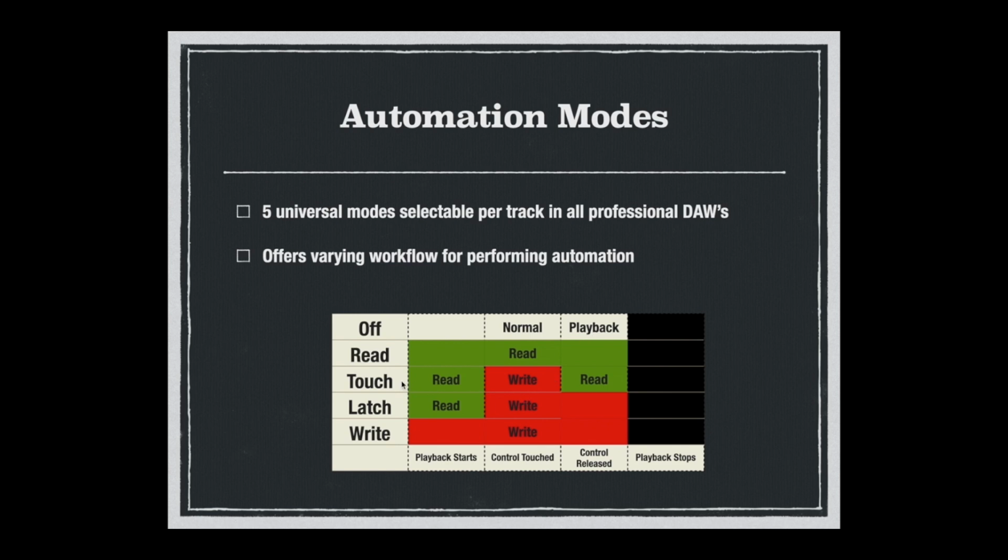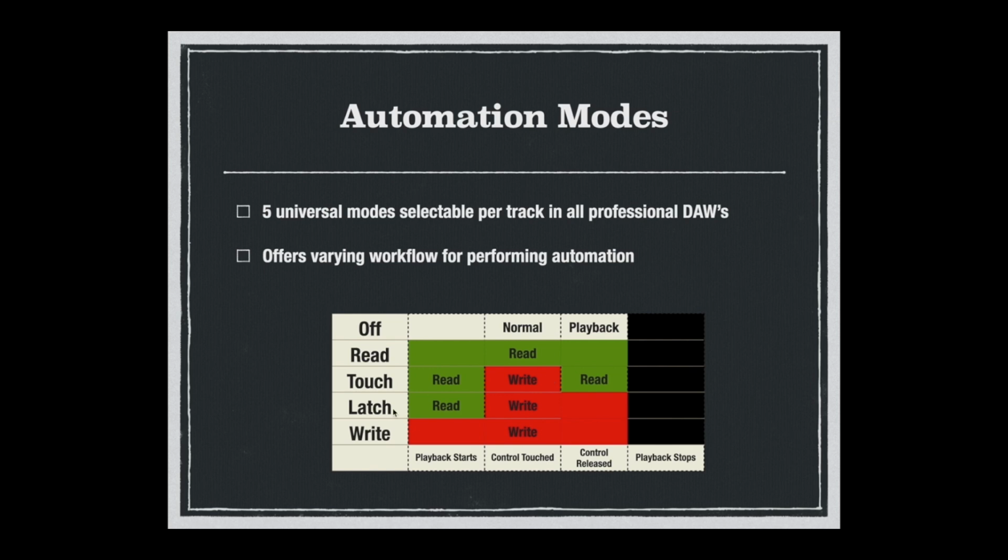Touch mode. This is probably the most common, most useful, offers less room for error. Touch mode reads whatever automation data you already have in until you grab that control. You physically click on the fader or you grab it on your hardware controller and start writing in automation. If it's in touch mode, I'm clicking on a fader, moving it up and down, adjusting the level, then it's writing in automation. But when I let go of that control, it automatically reverts back into read mode and reading the automation. It's going to follow along whatever automation you had in there already.